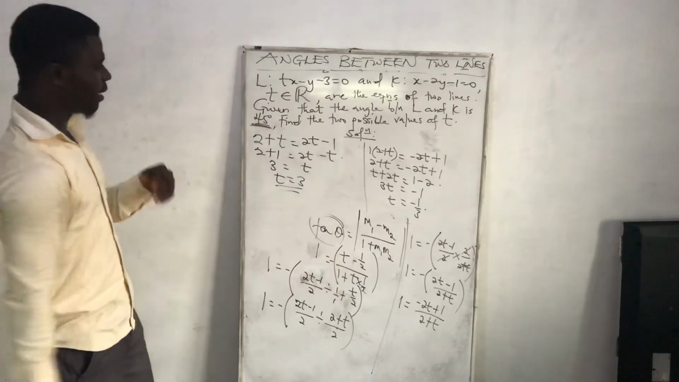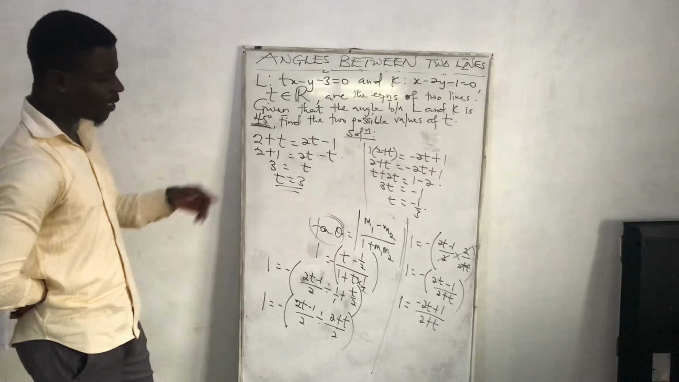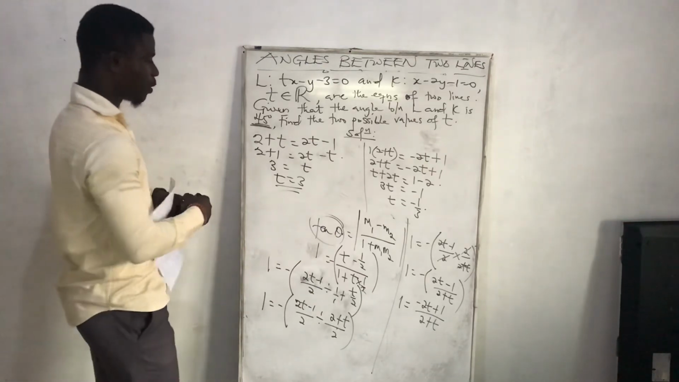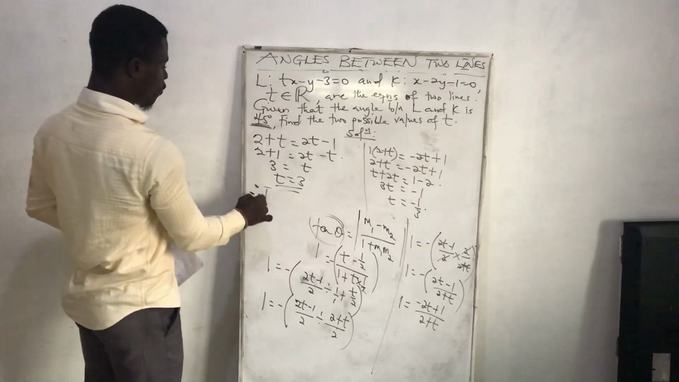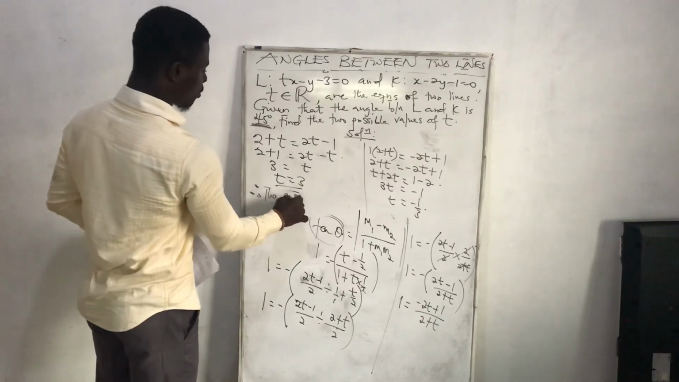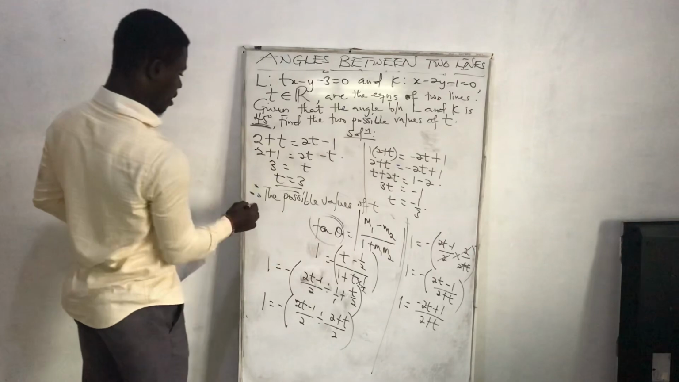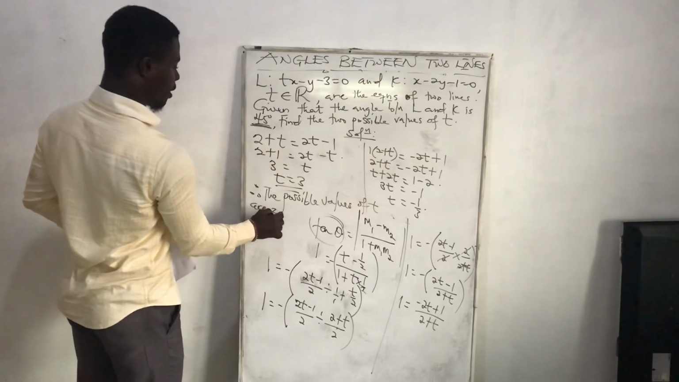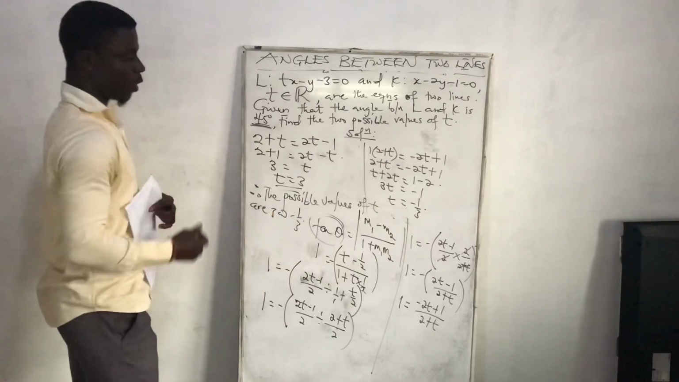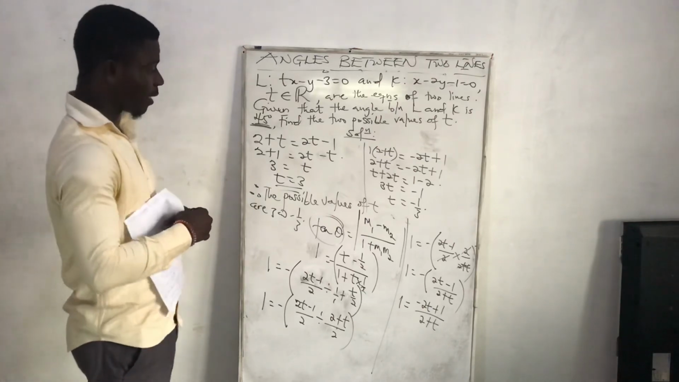So now, t is equal to negative 1 on 3, and t equals 3. So therefore, the possible values of t are 3 and negative 1 on 3. Alright, so sorry for that.